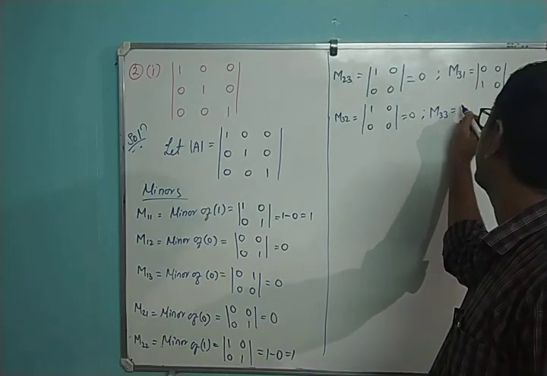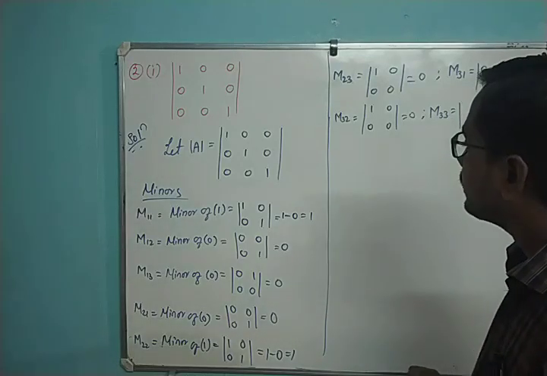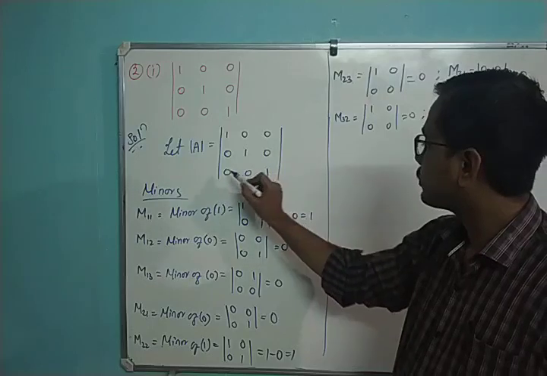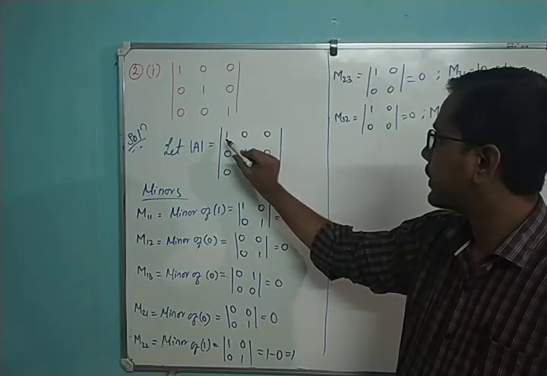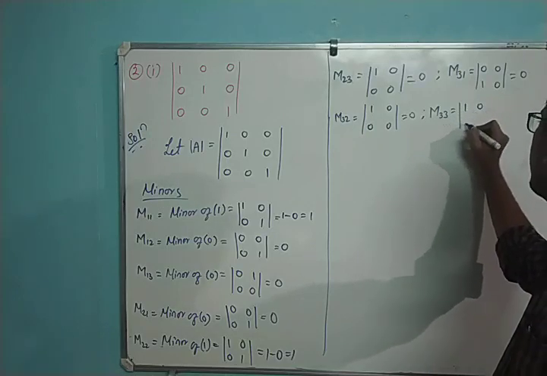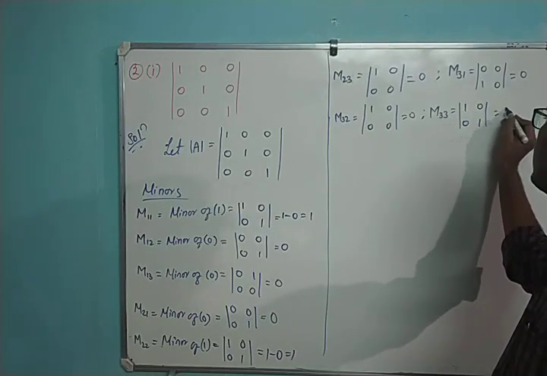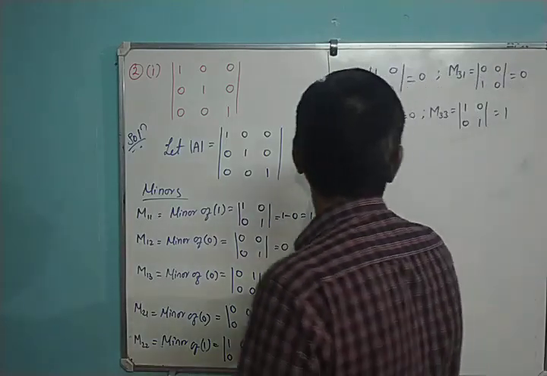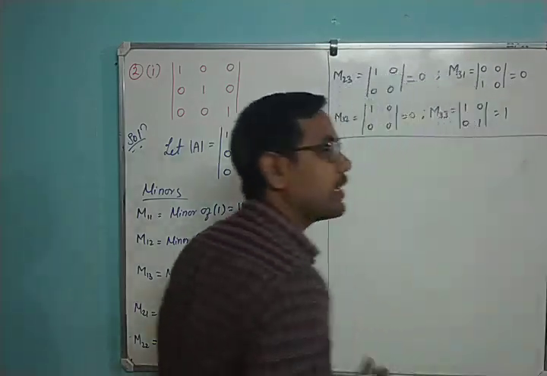M33 is what? So minor of this value. So leave row and column containing this one. So third row and third column is left. What is remaining? 1, 0, 0, 1. So put them in determinant. Nothing but 1. Okay. So we have done with the minors.